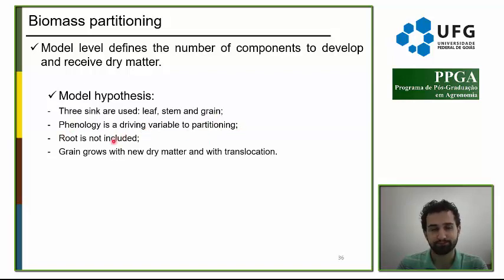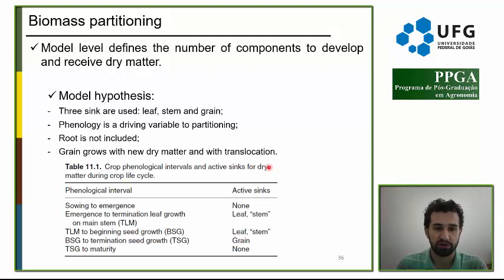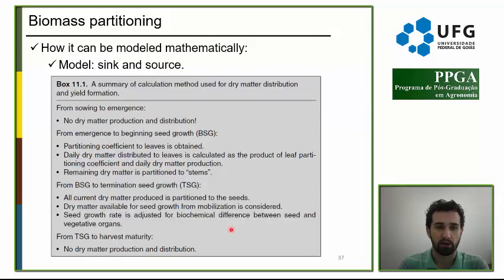Root is not included, and the grain grows with new dry matter and with translocation. So here we have the definition. Each active sink is going to receive the carbon that is produced every day as a function of the phenology across the crop cycle. Here is the definition of how the model simulates this process.